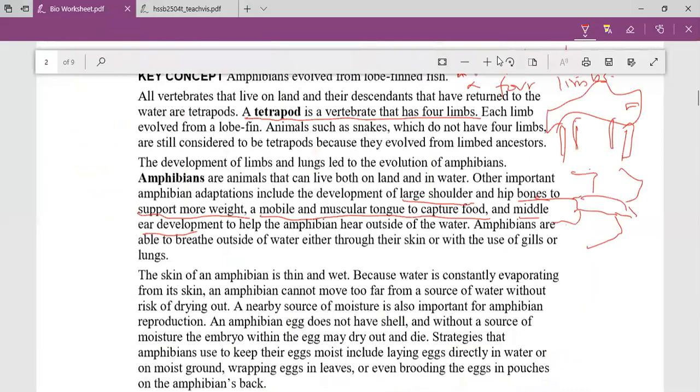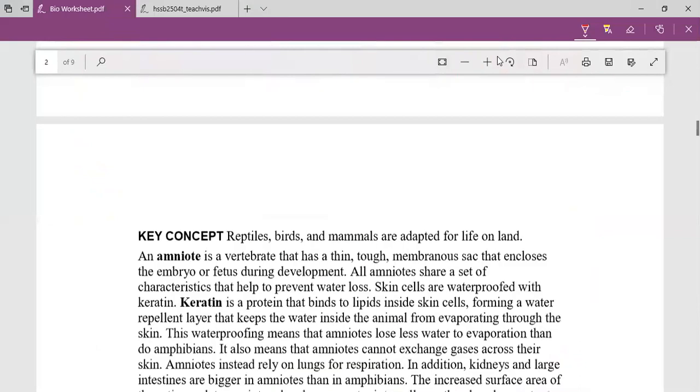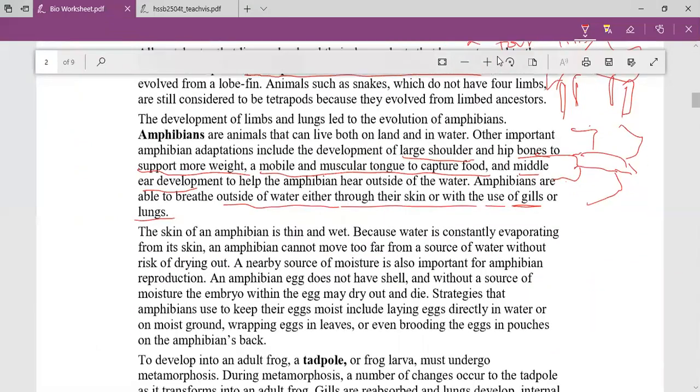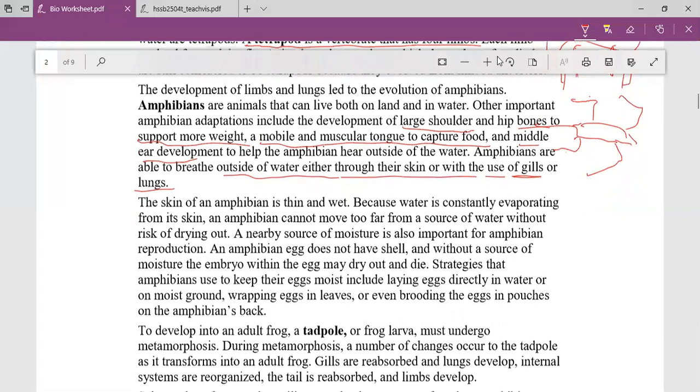So now it says the amphibians are able to breathe outside the water, either through the skin or with the use of gills or the lungs. The gills of the amphibians are not actually like the gills of the fish. Even though the fish cannot breathe properly outside water, they still have a way they breathe, using the gills, before they finally die. Let me zoom this.